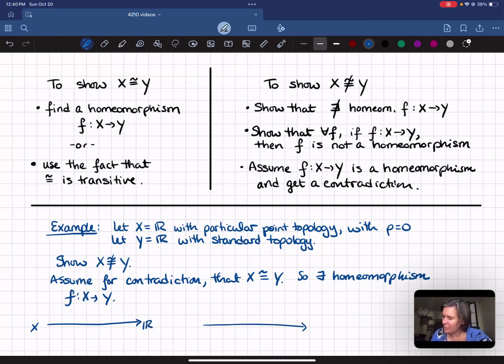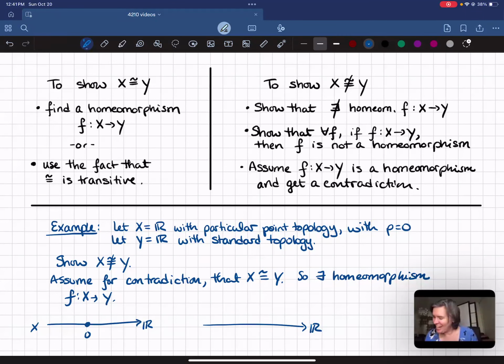Y is also the reals. And this point 0 is kind of special. Because f is a bijection, there's exactly one point in Y that corresponds with the point 0. So I don't know if f of 0 equals 0 or f of 0 equals 9 or f of 0 equals pi squared over 6, right? f of 0 could be anything, but it's something, okay?